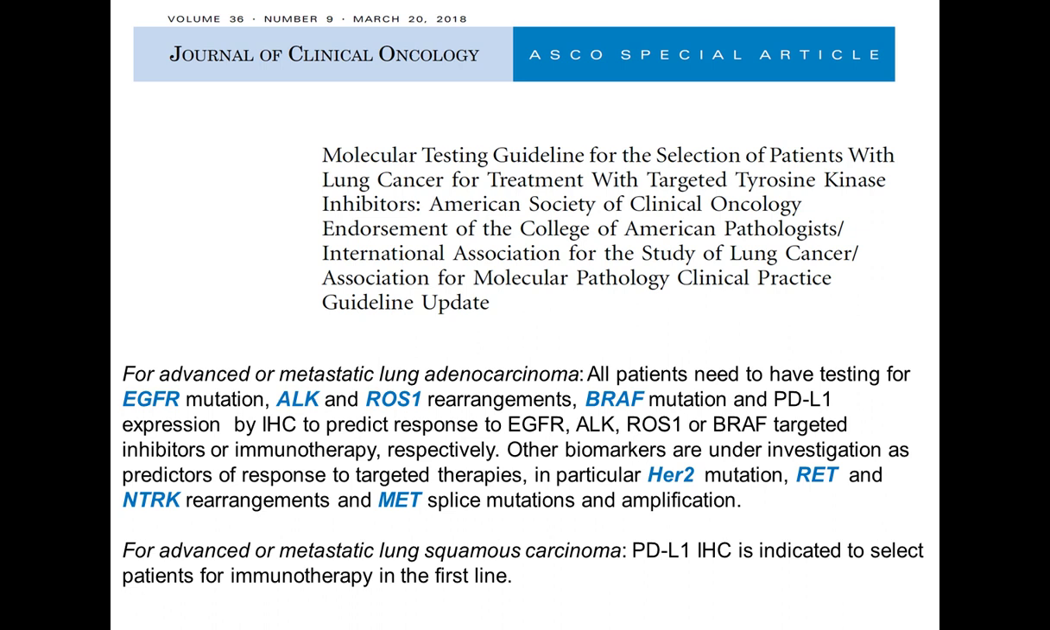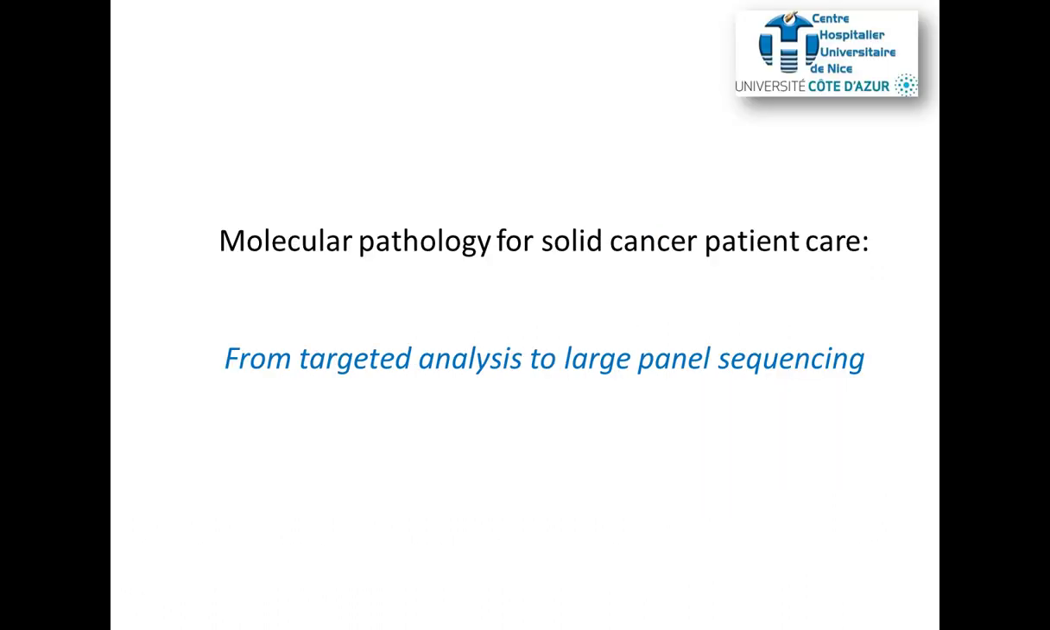I will focus this presentation on lung cancer patient care, and as shown here in a recent issue of the Journal of Clinical Oncology, the molecular testing guideline for lung cancer patients includes first the need for EGFR mutation detection, ALK and ROS1 rearrangements detection, and BRAF mutation detection. Of course, besides PD-L1 immunohistochemistry testing. Moreover, other biomarkers such as HER2 mutation, RET and NTRK rearrangements, and MET mutation and amplification are currently under investigation as predictors of response to targeted therapy.